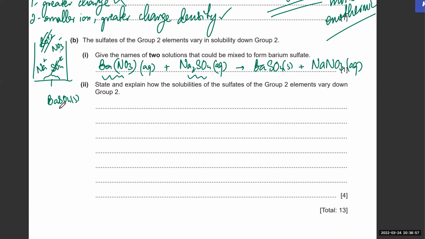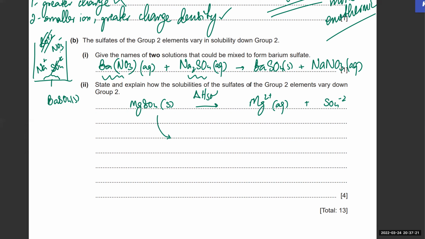Now, this is a typical 4-mark question: why do the solubilities of the sulfates of group 2 elements vary down the group? So why do they vary down the group when you try to dissolve them? I'm just drawing this: the enthalpy of solution. This is what happens when you dissolve a sulfate. It dissociates and mixes with water and turns into aqueous ions.